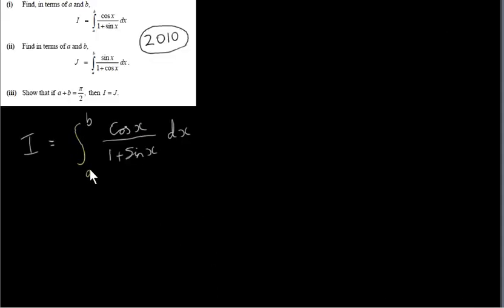In this example, we want to look at the integral of cos of x over 1 plus sine x with respect to x from x equals a to x equals b. Now, again we have a quotient like in the last example. We let u equal the denominator. That's the usual approach when we have a quotient or a fraction. We work out du dx to get a substitution for dx.